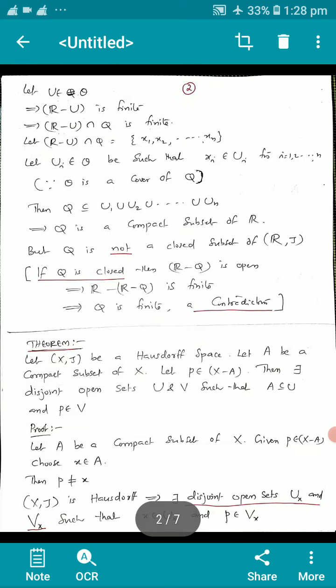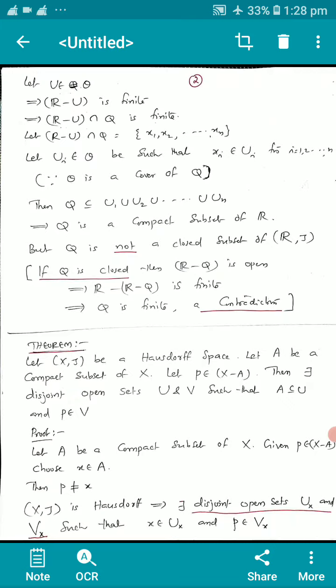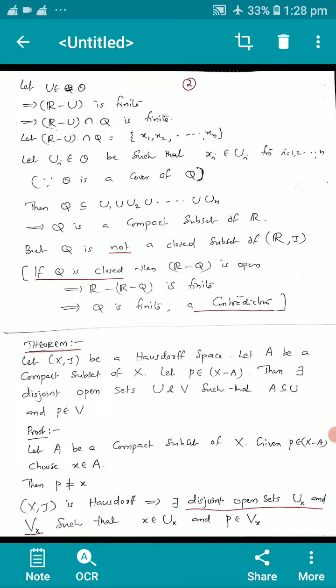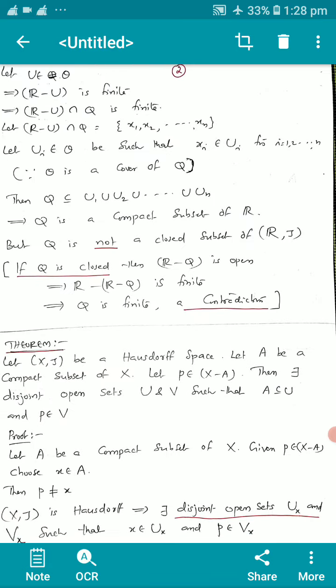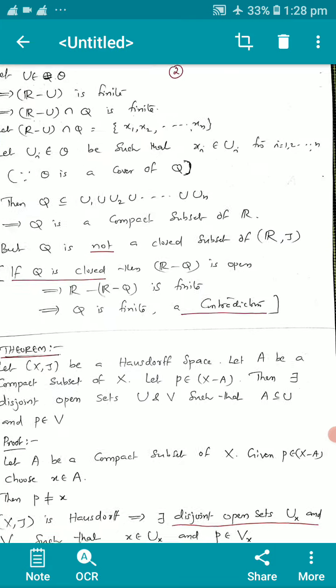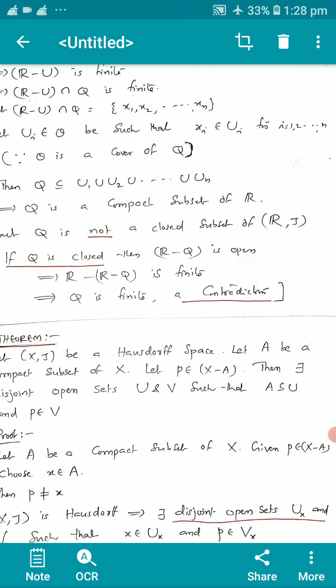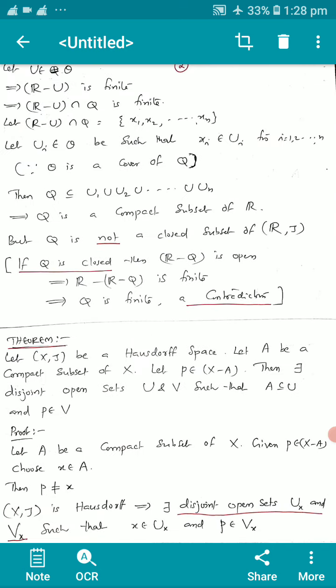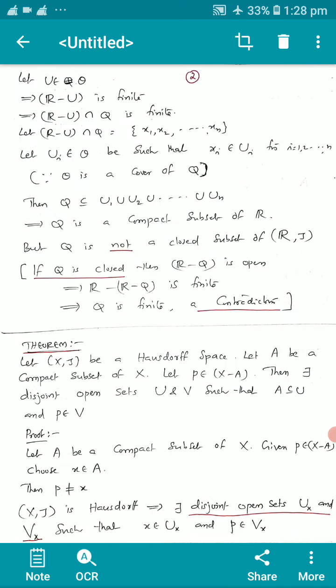Let U be an element of theta. That means R minus U is finite, or R minus U intersection Q is finite. Since it is finite, you can take R minus U intersection Q equal to a finite set, that is x1, x2, etc. xn. Let ui in theta be such that xi is in ui for i equal to 1 to n. It is possible because theta is a cover of Q. Then Q is a subset of or equal to u1 union u2 union, etc., union un. This implies Q is a compact subset of R.